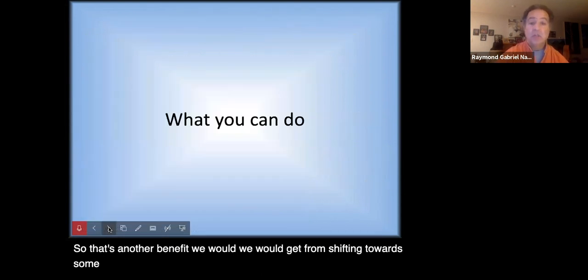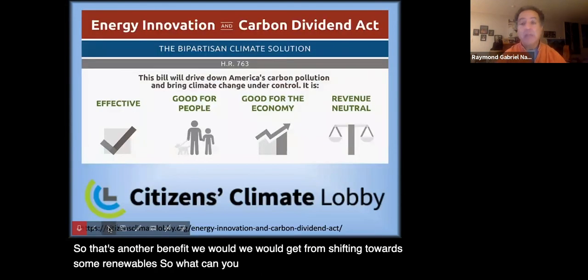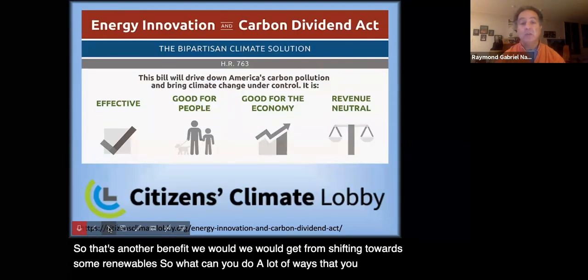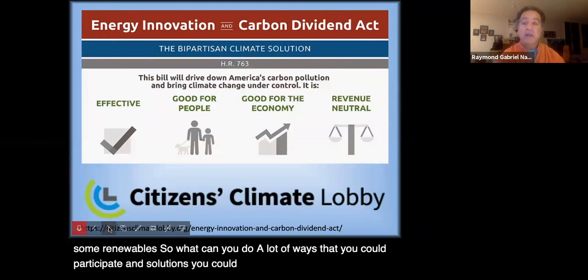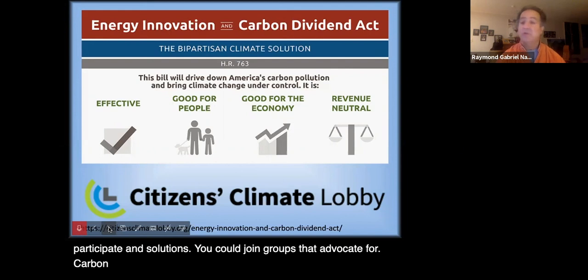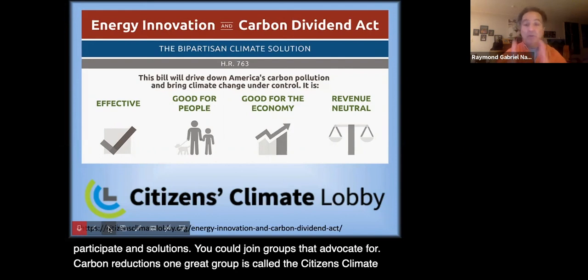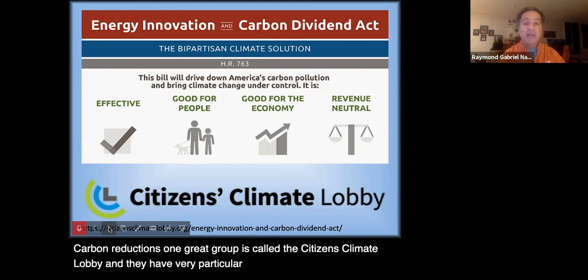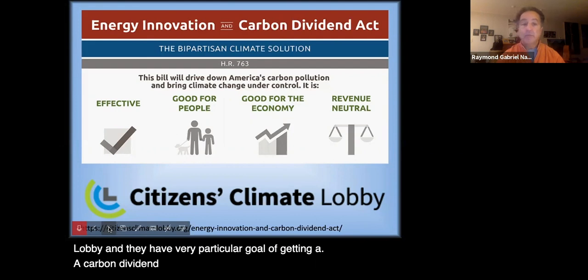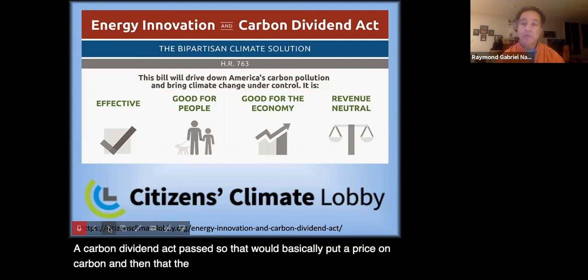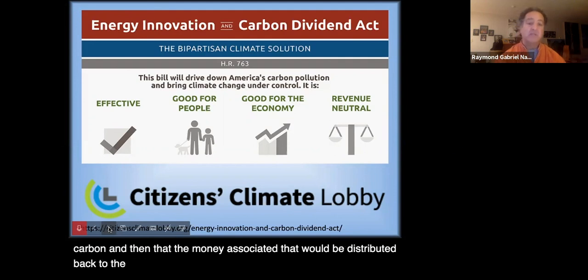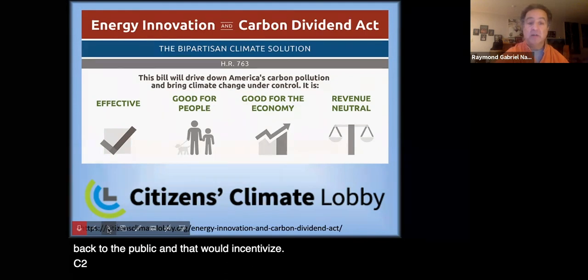So what can you do? There are a lot of ways that you could participate in solutions. You could join groups that advocate for carbon reductions. One great group is called the Citizens Climate Lobby, and they have a very particular goal of getting a carbon dividend act passed. That would basically put a price on carbon, and the money associated with that would be distributed back to the public, and that would incentivize CO2 reductions and transition from fossil fuels.